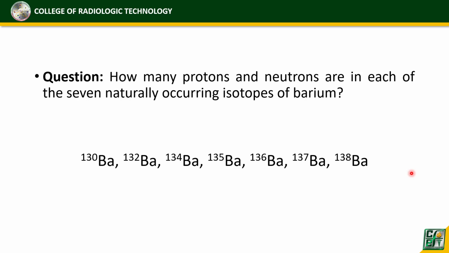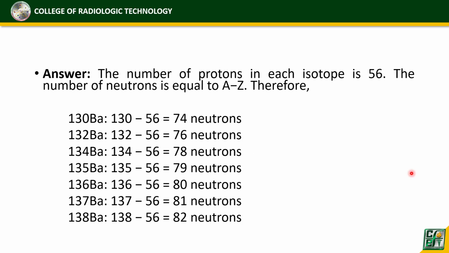Okay? So paano siya gagawin? Ganyan lang. 130 minus 56, so 74 neutrons. Okay? Then, yung 132 minus 56, 76. And so on. Hanggang sa 138 minus 56, 82 neutrons. Okay? Okay, nakuha? Okay, that is for isotope.